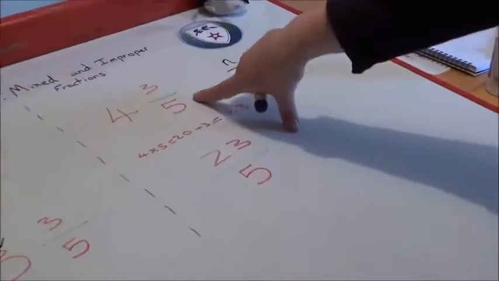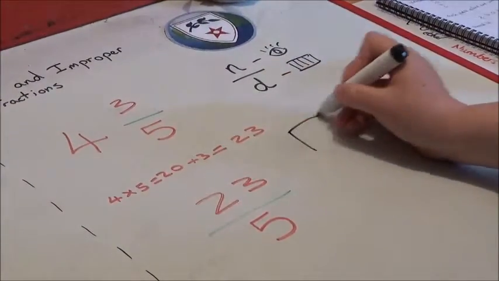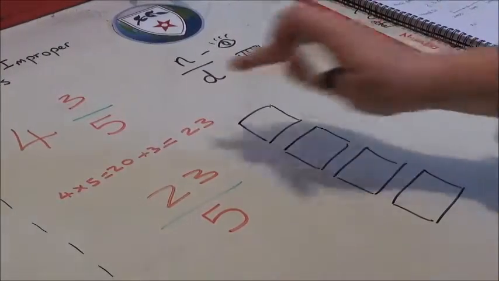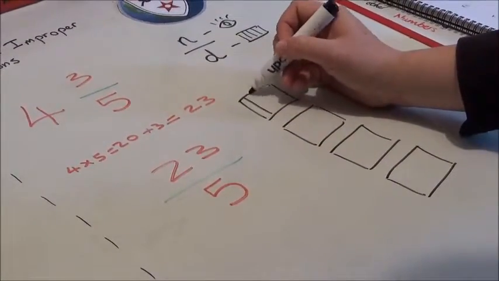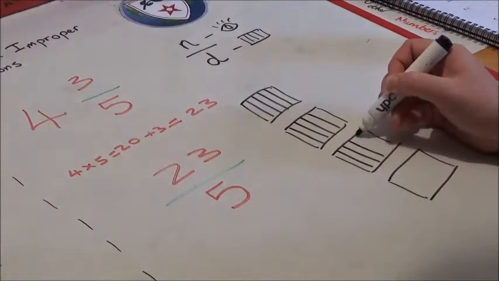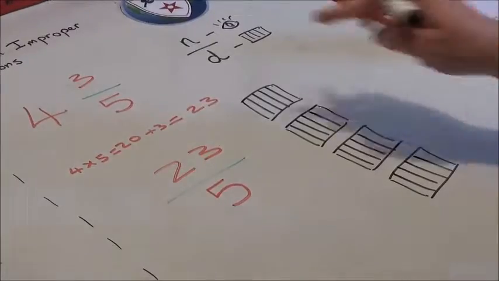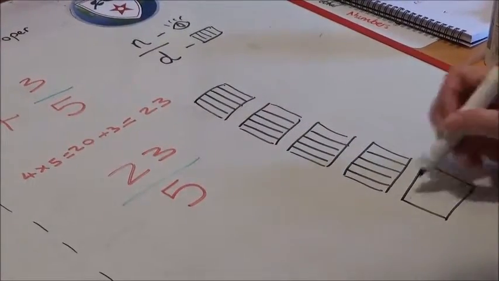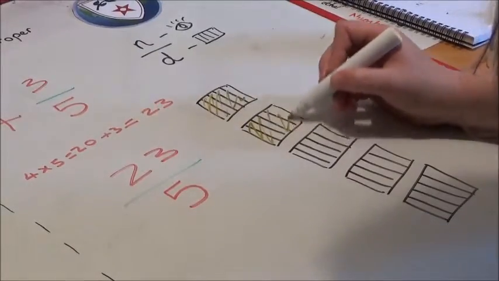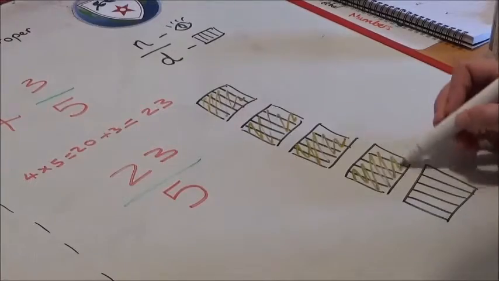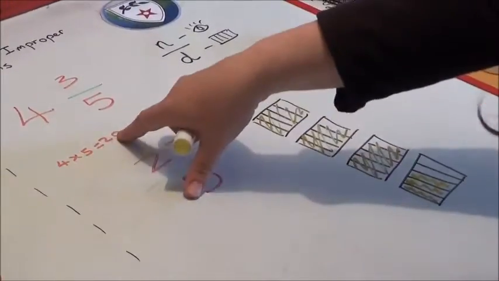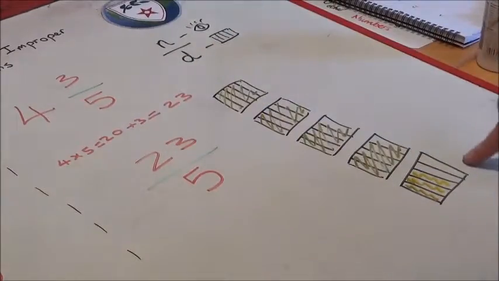Moving over into turning our mixed number fraction into an improper fraction, I've got 4 wholes. 1, 2, 3, 4. And I'm going to cut each of those up into 5. 2, 3, 4, 5. And then I've got 3/5 as well. So I've got those 4 wholes, 5, 10, 15, 20, 21, 22, 23. Just the same as Mr. Slay did. I did 4 lots of 5, 1, 2, 3, 4 lots of 5, and then added those 3 on.